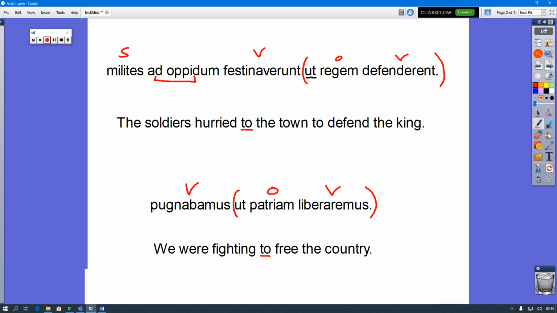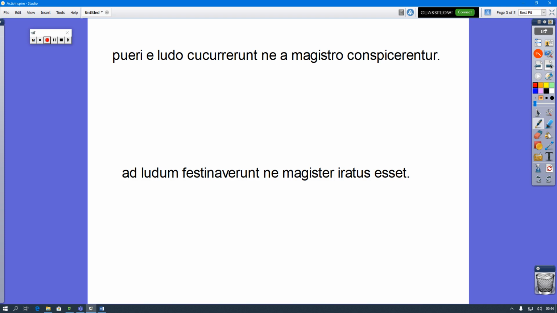Let's look at what happens with a negative final clause. With a negative final clause, instead of having ut, I have ne. But the rules are going to be just the same. I could put my brackets in, I can surround the clause, and that leaves me two short sentences. So I have puri, I've got a verb, and I've got a preposition phrase. The boys ran from the school.